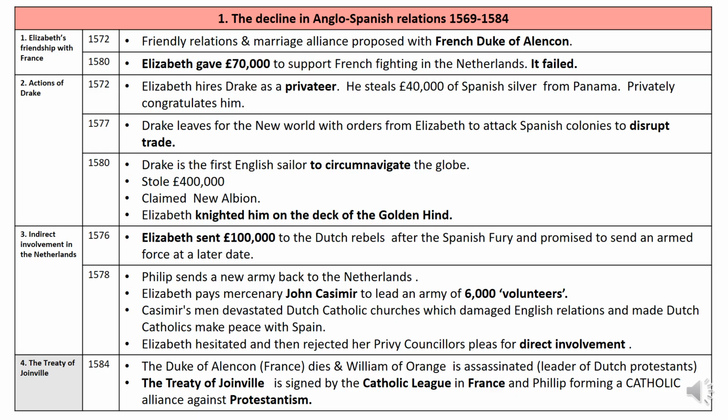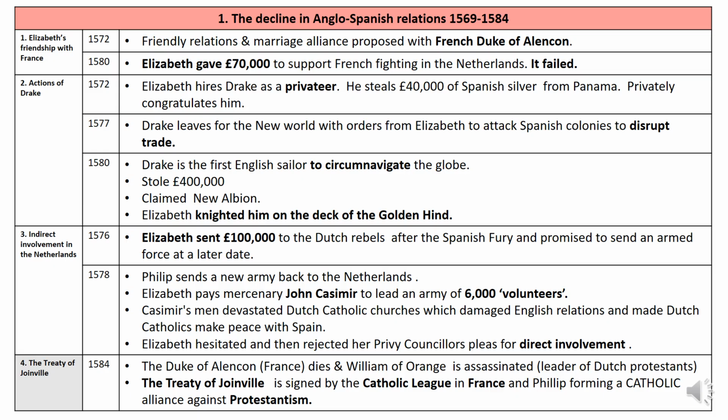Unfortunately, John Casimir has his own agenda. That's the word I'm looking for there. So he has his own agenda when he's there, and him and his men devastate the Catholic churches as they are fighting on behalf of Elizabeth. And as you know, Elizabeth absolutely would not like this because she's a moderate Protestant anyway, and her hatred isn't really towards the Catholics at all, so that's definitely not something that she would have sanctioned.